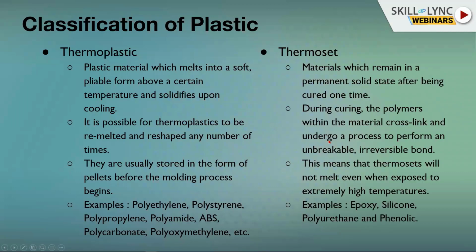Next we have thermoset. So what exactly is a thermoset? It's a material which is in a permanent solid state after being cured one time. Again, to understand this, let's take the example of an egg. When you boil it, it becomes hard, and if you keep on boiling it, it doesn't change its shape but becomes harder and harder. This is a kind of thermoset material, and it is not recyclable. You cannot get that boiled egg back to its original shape, and if you keep heating it, it becomes stiffer and stiffer. Some examples of thermosets are epoxy, silicone, polyurethane, which is a foam material, and phenolic.